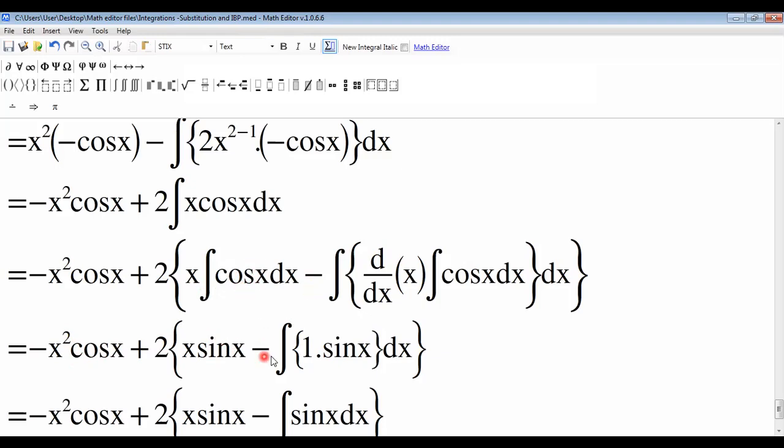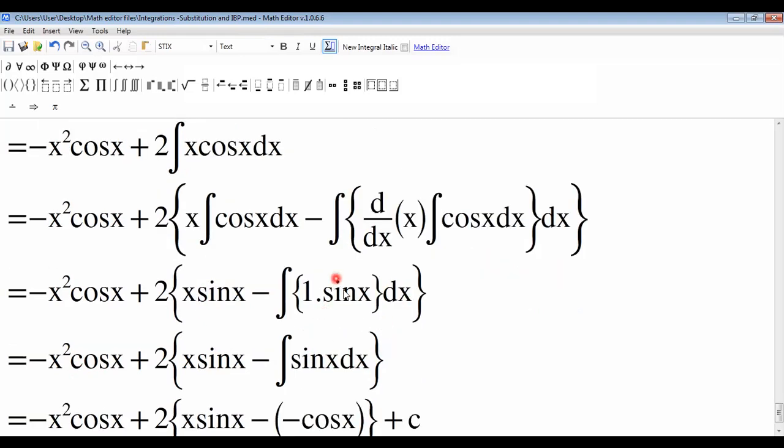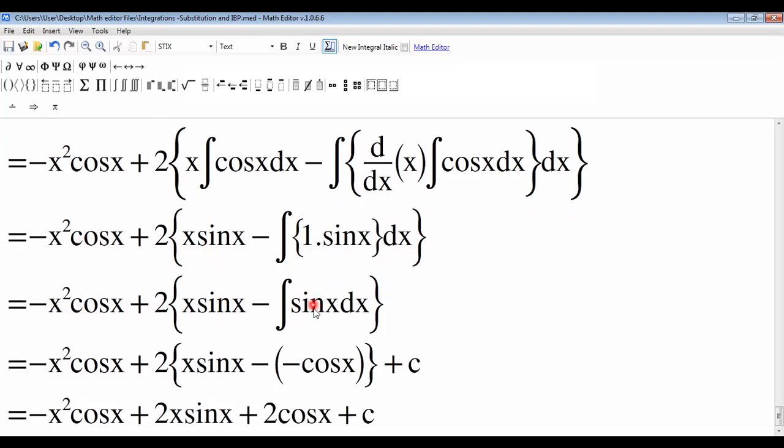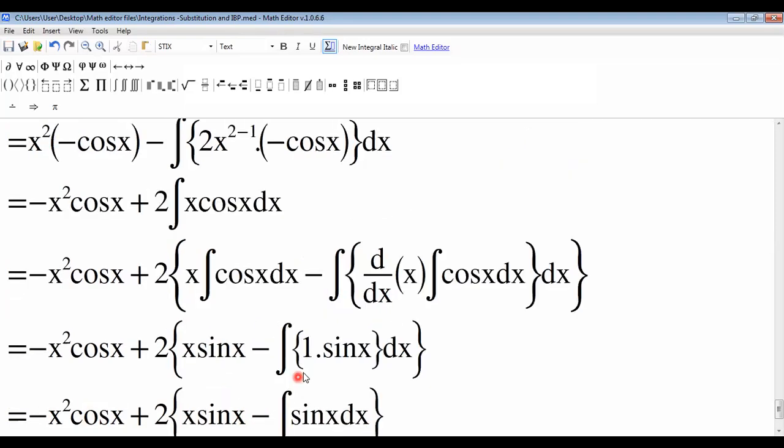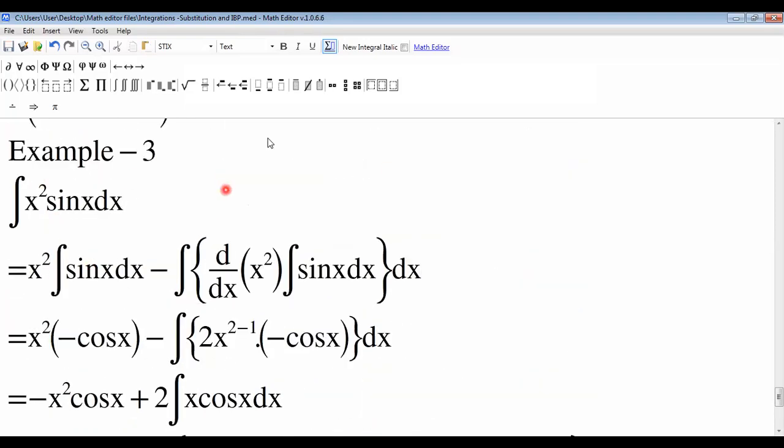sin x, minus d/dx of x, which will be 1. The differentiation of x with respect to x will be 1. Cos x integration will be sin x. So again the integration of sin x is minus cos x. So we get minus x square cos x plus 2x sin x plus 2 cos x plus c. This will be the result for this integration.